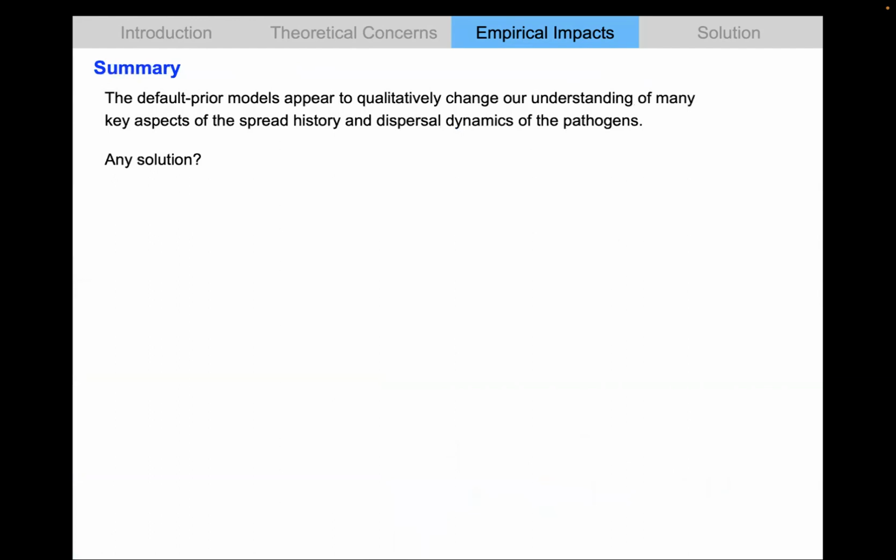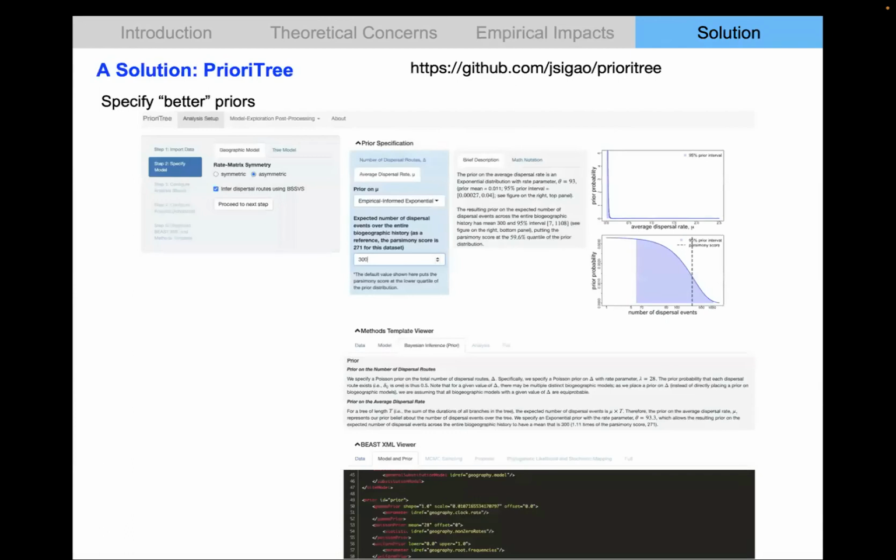So the prior choice really matters in these inferences, and the default prior model produced qualitatively different and likely problematic results. These findings so far have been a little bit pessimistic. So to turn it in a more positive way, we developed an interactive utility called PriorTree, which allows people to specify their priors and assess prior impacts more easily. Specifically, PriorTree allows users to interactively adjust the prior distribution. And all the other displays, as you can see here, including the method description and analysis script, change accordingly to user specification on the fly.